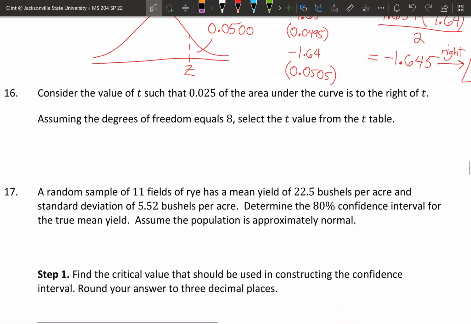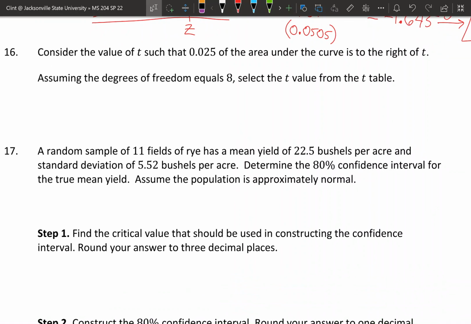16. Just looking up critical t. So it says for t, we've got an area of 0.025. I want that to be to the right of t. So that also tells us that that's going to be in one tail. And then our degrees of freedom equals 8.